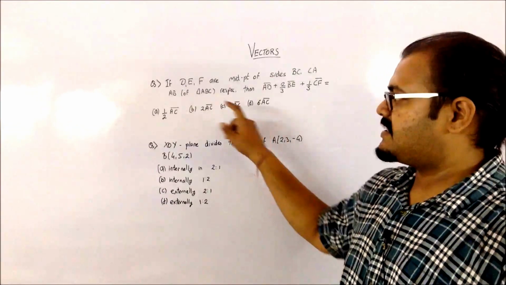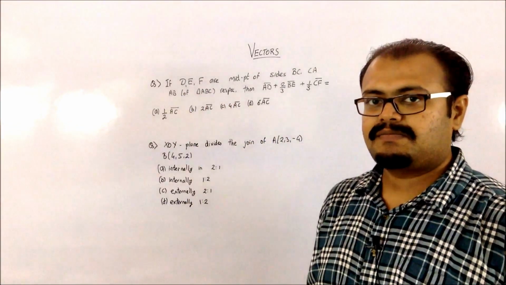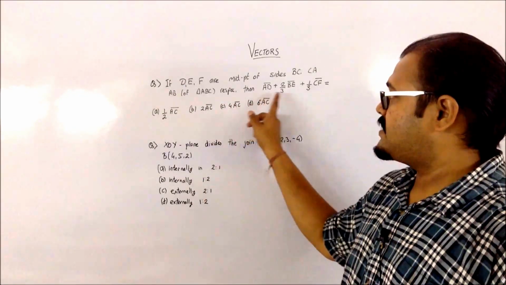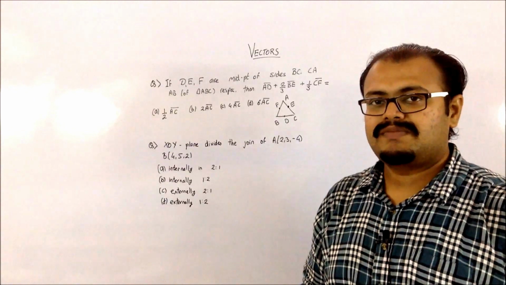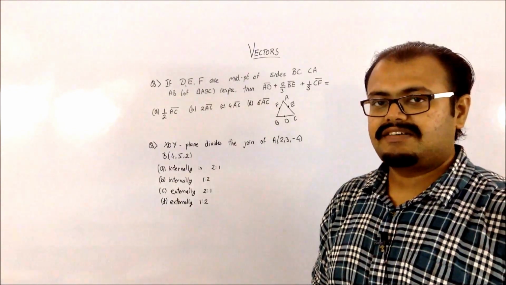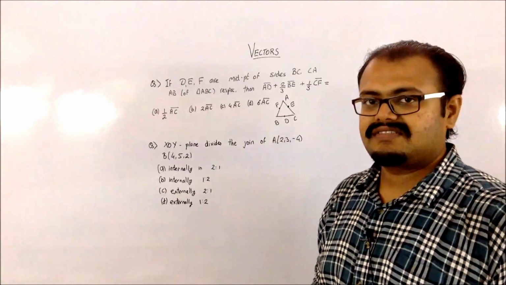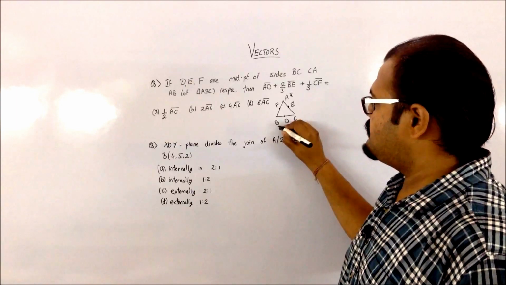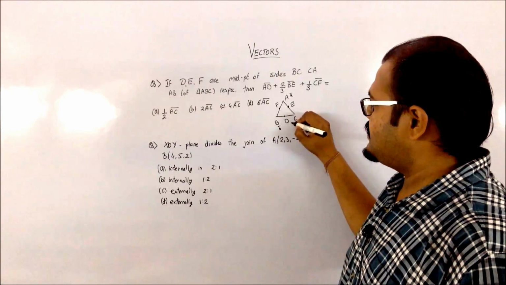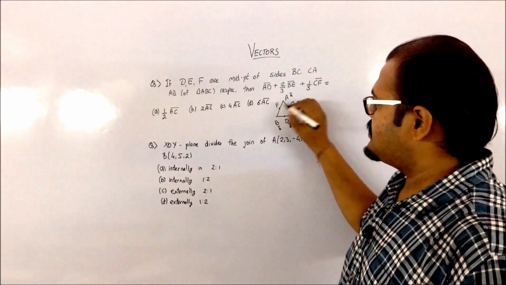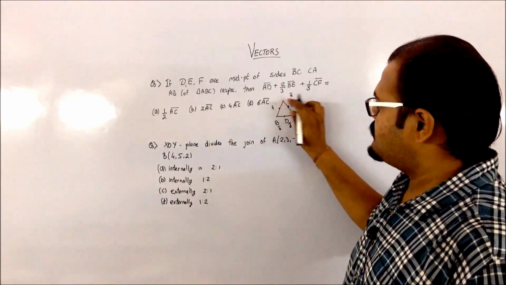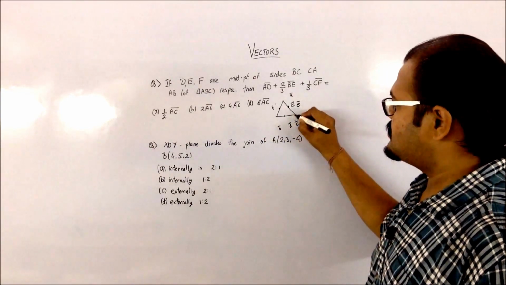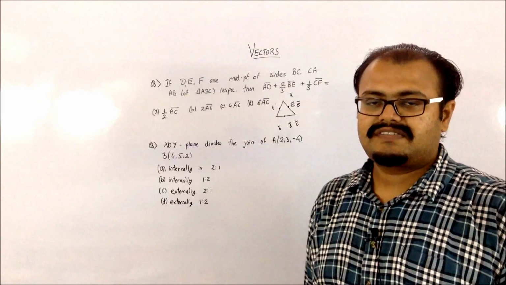In the first question, they are telling us that D, E, F are the midpoints of the sides of a triangle ABC, and I have to find what this is going to be. Now, in these problems, what you have to do is denote the position vectors of each point. So let the position vector of A be A bar, B be B bar, C be C bar, D be D bar, E bar and F bar. So now we will be talking in terms of vectors only, the position vectors of the points of the triangle and the midpoints of the sides.